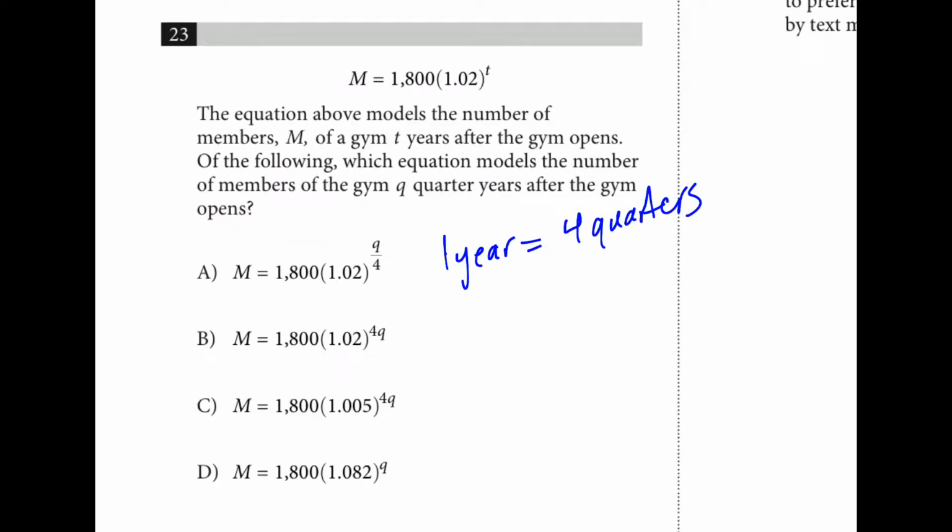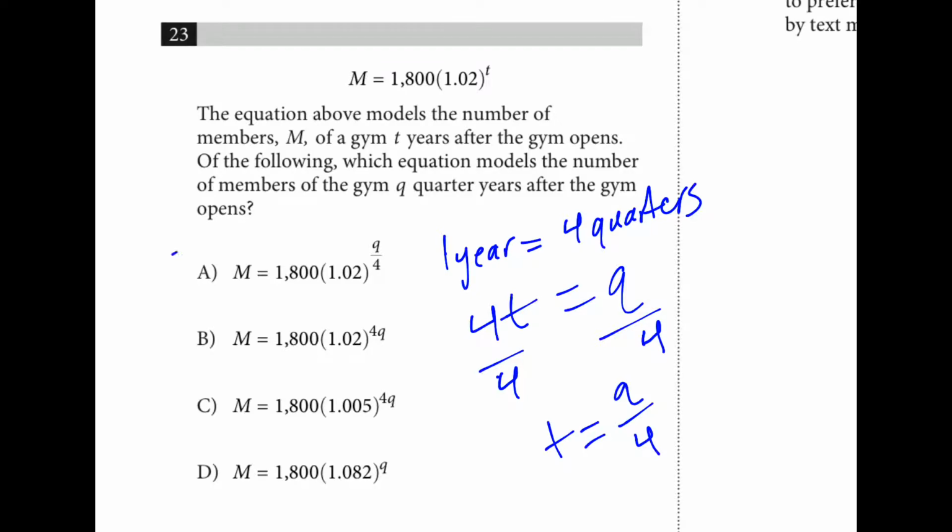So for 23, this exponential equation for members of a gym starts off for every year. And if we want to translate this into quarters, we have to remember that there's 4 quarters per year. So there's 4 times as many. So we'd have to take 4 times the number of years to get the number of quarters. If we want to set this equal to T, we'd have to divide both sides by 4, and we'd get that T is equal to Q over 4. That's why A is our best choice.